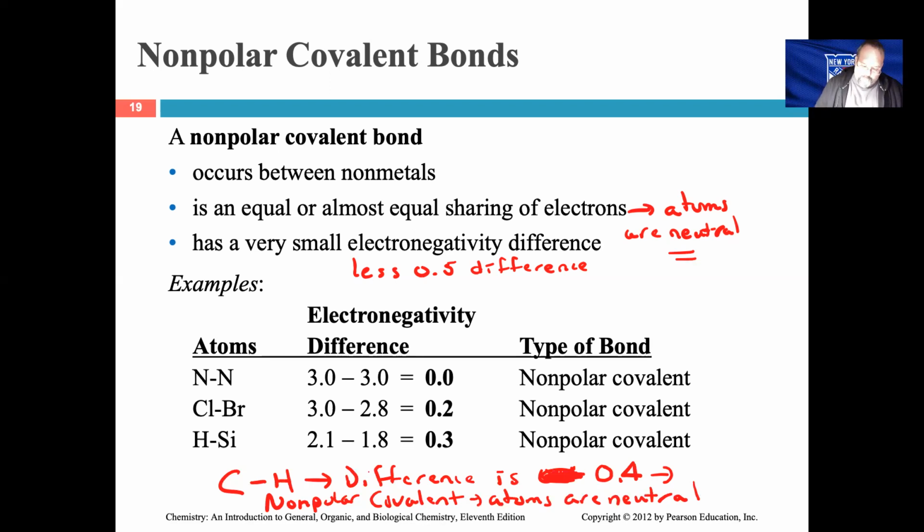And that's an important one going forward, especially if you're going to take organic chemistry after this. The other important one would be a carbon to carbon bond. If you have any two of the same element bonding to each other, the electronegativity difference is always going to be 0. And again, we're talking about non-metal elements. So you're going to have a nonpolar covalent bond. Right? So any carbon to carbon bond would be nonpolar covalent. Biggest thing to remember: equal sharing of electrons. The atoms are technically neutral.